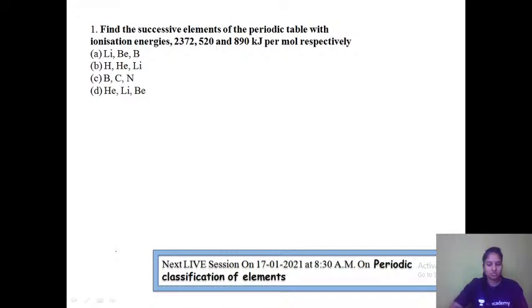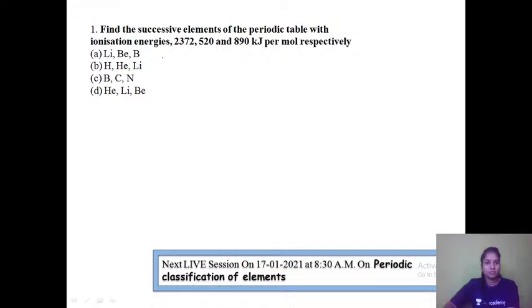Okay, so moving on to this question, coming to the first question. What it states is, find the successive elements of the periodic table with ionization enthalpy 2372 kilojoule per mole, 520 kilojoule per mole, 890 kilojoule per mole.